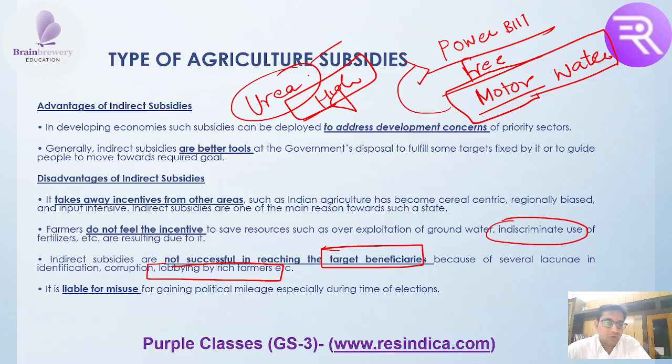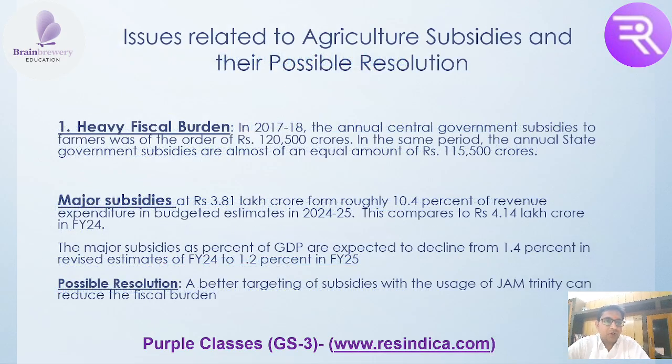in order to wipe out the small farmer. Okay, and this type of policy is also liable for misuse because the government utilizes this policy during elections in order to gain certain political benefits. Right now, during the time of election, the political parties will be claiming that if I come to power, I will reduce the power bill, all these things, right? So these are some of the disadvantages of indirect subsidies. Okay, now we are moving towards the issues related to agriculture subsidy and some of their possible resolutions.